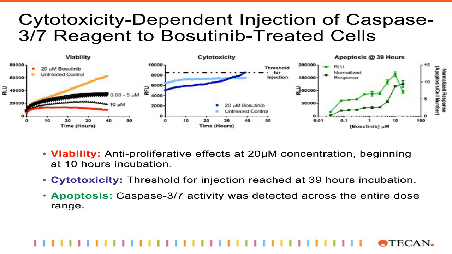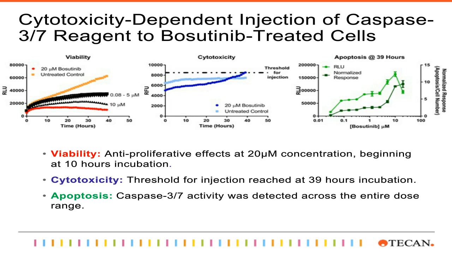So some example data is shown here for our bosutinib compound. The viability graph is shown on the left, cytotoxicity in the middle, and both graphs, just like before, show data acquired in real time. The last graph shows the result from our apoptosis assay, Caspase-Glo 3/7, which in this case was injected at 39 hours incubation with our dose series of bosutinib. Our 20 micromolar concentration is highlighted here, particularly in the viability and cytotoxicity graphs, because that was our reference well for the automated injection of our caspase 3-7 reagent.